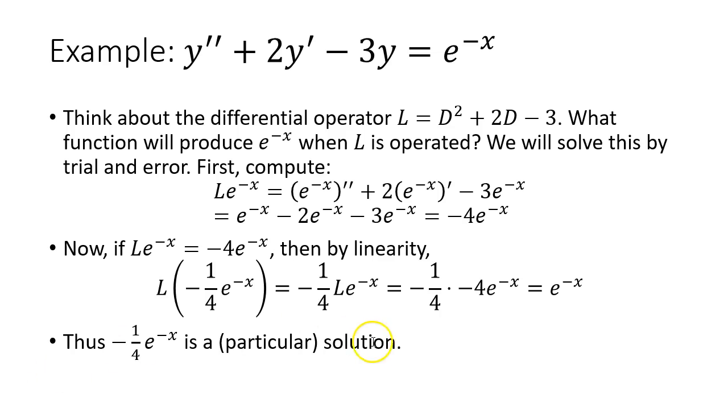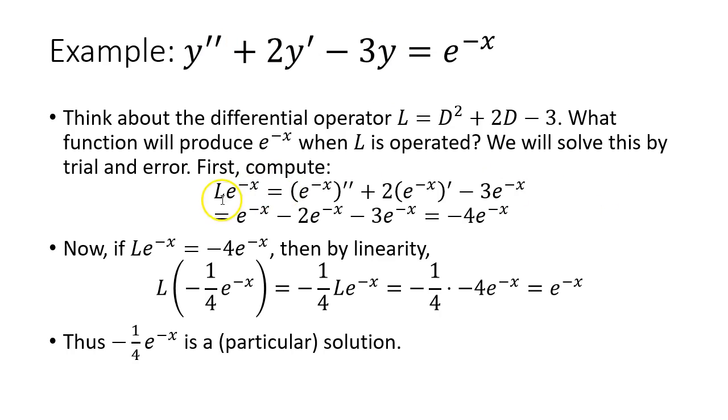So this is the general scheme of things when you solve a non-homogeneous differential equation. Let's do one final example. y double prime plus 2y prime minus 3y equal to e to the negative x. Now, think about the differential operator on the left. This is two derivatives, D squared, twice the first derivative, 2 times D, and a multiplication operator by negative 3. What function will produce e to the negative x on the right when L is operated? That's basically the question. If we can solve that, that gives us a particular solution.